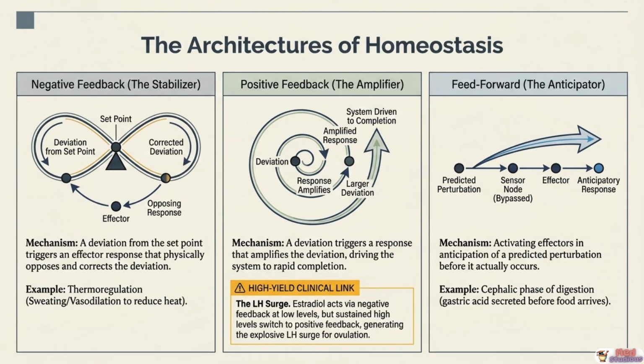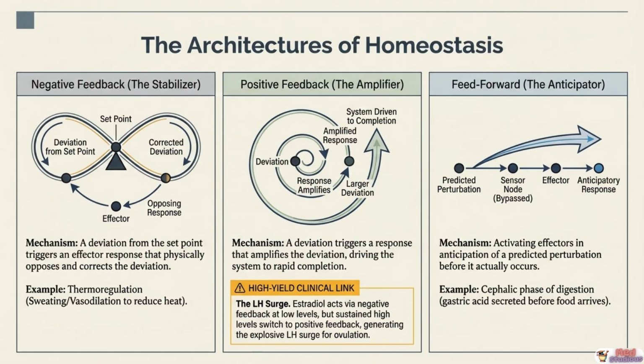The central organizing principle of physiology is homeostasis, the active maintenance of a stable internal environment despite an unpredictable external world. The stabilizer of this system is negative feedback. When a physiological variable deviates from its set point, a specialized sensor node detects the change, prompting a control center to trigger an effector response that physically opposes and corrects the deviation. Thermoregulation, blood pressure adjustments via the baroreceptor reflex, and blood glucose control are classic examples.